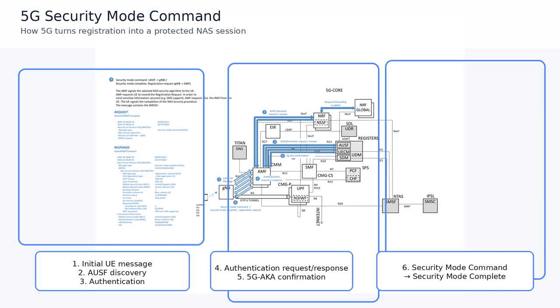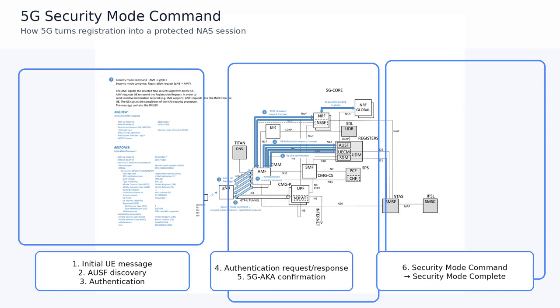Before the network asks the phone to resend a protected registration request, both sides need to agree on security. The AMF selects the NAS security algorithm, tells the UE which key set to use, and asks the UE to prove it is ready to continue securely. Then the UE responds with security mode complete and repeats the registration request inside a protected context.